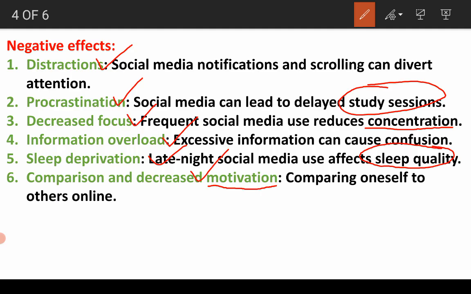So you don't study effectively because you are disappointed, you are demotivated because of friends that you are comparing yourself with on social media. So social media, once again, causes distractions, causes procrastination, it causes decreased focus on studies, information overload, sleep deprivation, and comparison and decreased motivation.